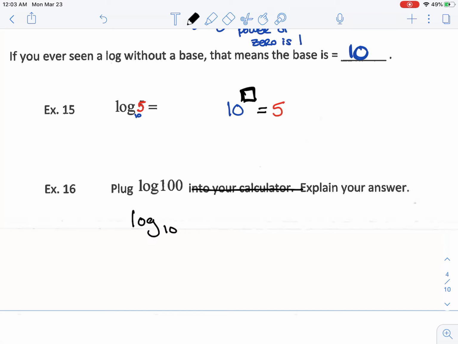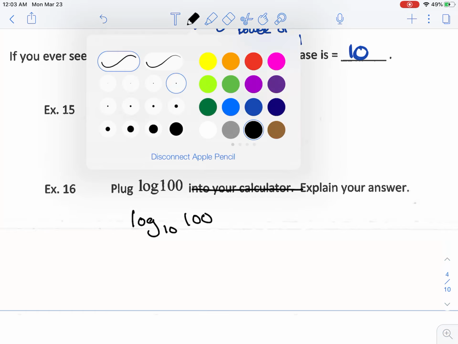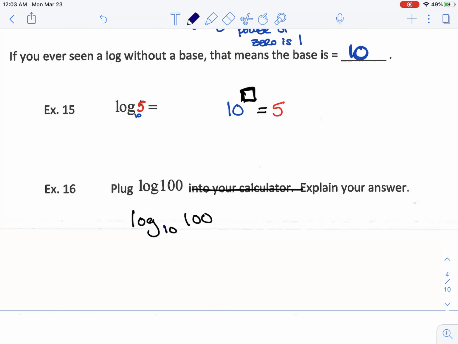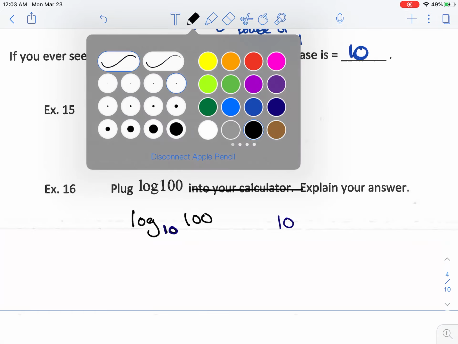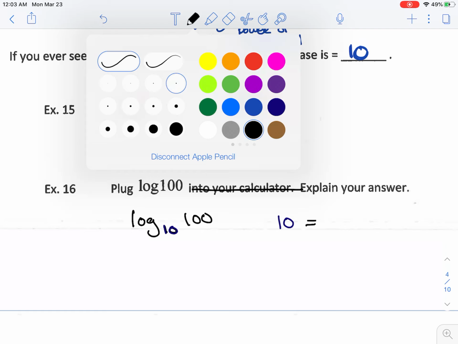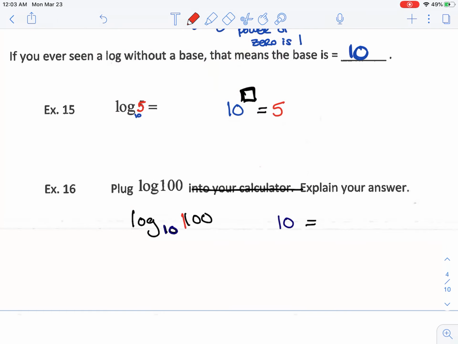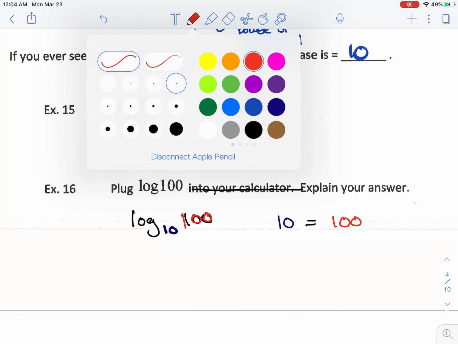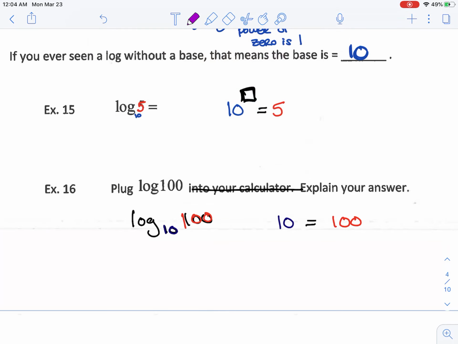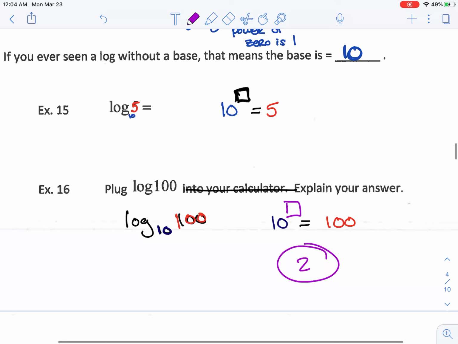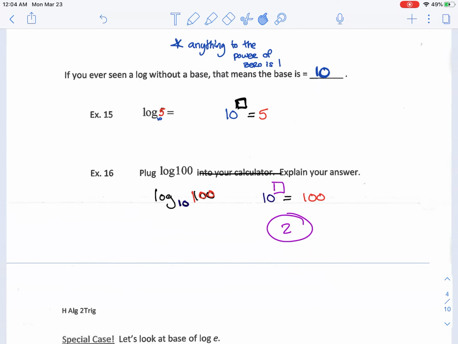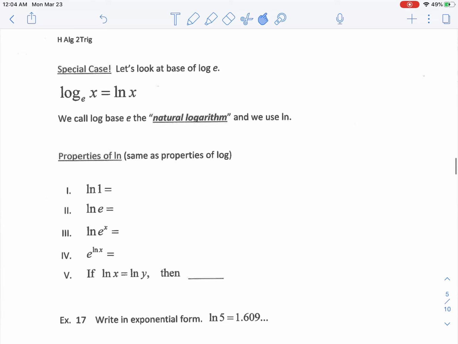So this is log base 10 of 100. So I have my base of 10. I have my equal sign. I have my 100 that gets its own room. And then I'm looking for this guy up here. So 10 to what power equals 100? This should be 2. Okay, nice and easy.